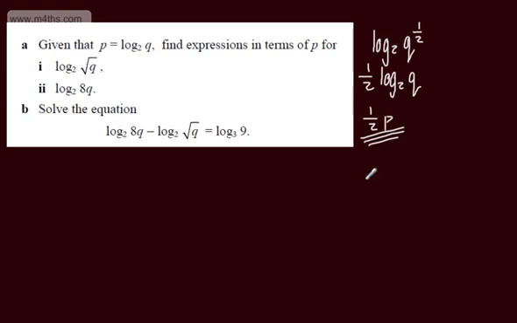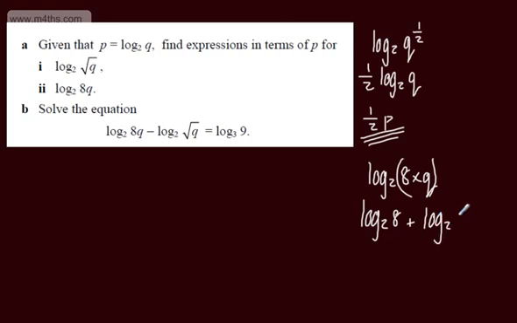Let's look at this one. I'm going to write this now as log to the base 2 of 8 multiplied by q. So what we have here is a product. So we can write this now as log to the base 2 of 8 plus log to the base 2 of q. So all I've done now is split this up using the addition rule. Log to the base 2 of 8. What power is 2 raised by to get 8? The answer is 3. And then we have log to the base 2 of q. So we got 3 plus p. So there now are our expressions in terms of p for these two values.